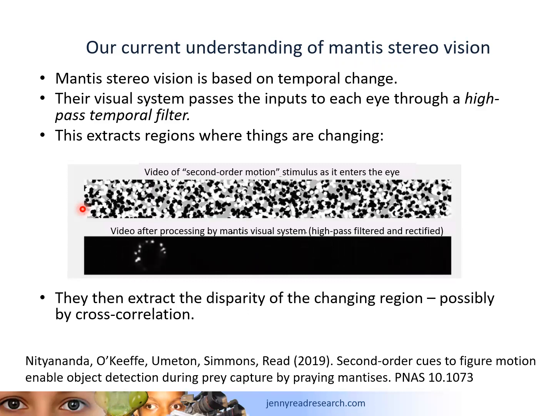Now, if you imagine passing that through a high-pass temporal filter, that basically picks out where in this image things are changing. So, of course, all the background with all its complex depth structure just appears black because nothing's changing. And you just pick out the edges of the disk here, the leading and trailing edges, as that passes over. And once you've done that, now the problem is, okay, extract the disparity of the changing region, and that you could do with cross-correlation. So it's a really different kind of behaviour, but you realise that the underlying computations could be a lot more similar than we think, due to a different initial monocular processing. And so that's my kind of current understanding of mantis stereo vision.